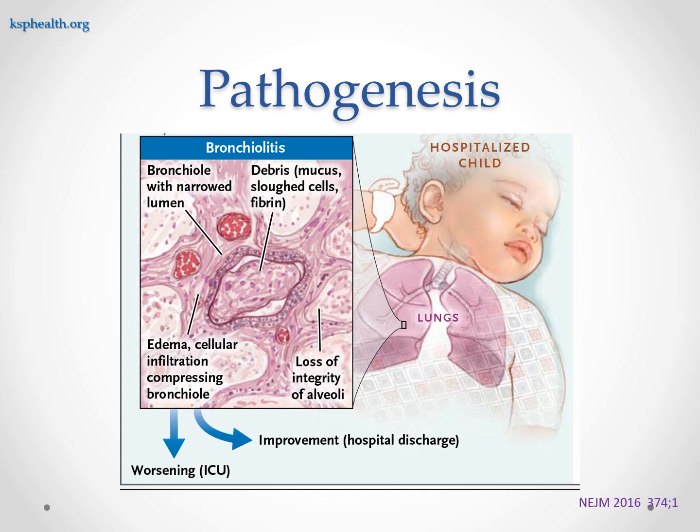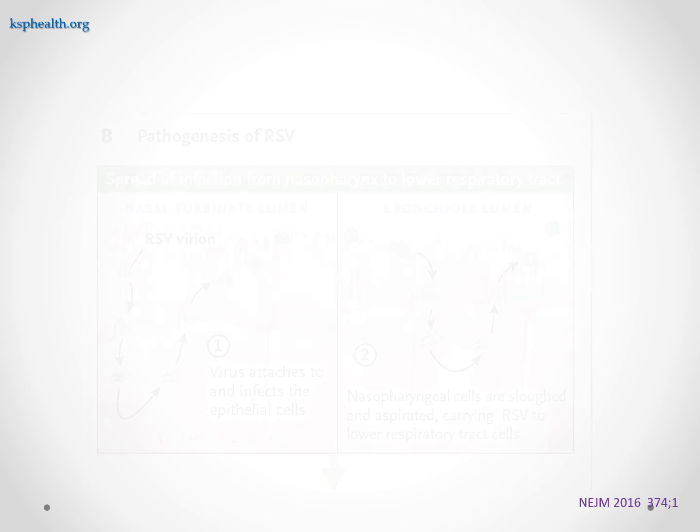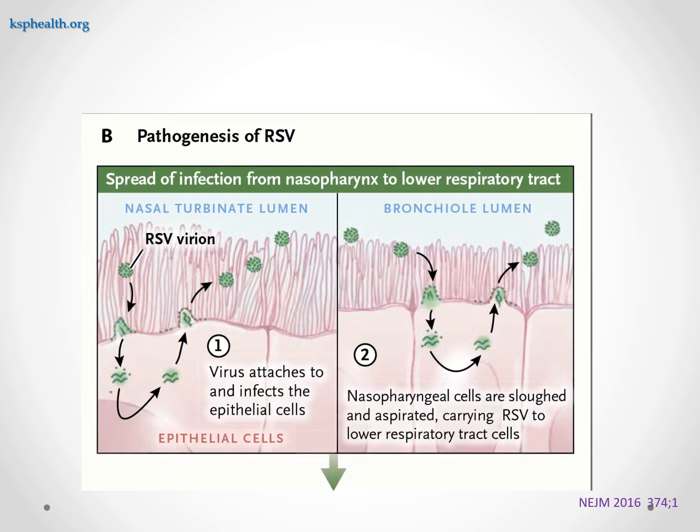I want to show you it in pictures so that it's easy to understand. The infection happens in the upper respiratory tract first. One third of the children develop lower respiratory tract infection. The nasopharyngeal cells are sloughed and aspirated, carrying RSV to the lower respiratory tract.